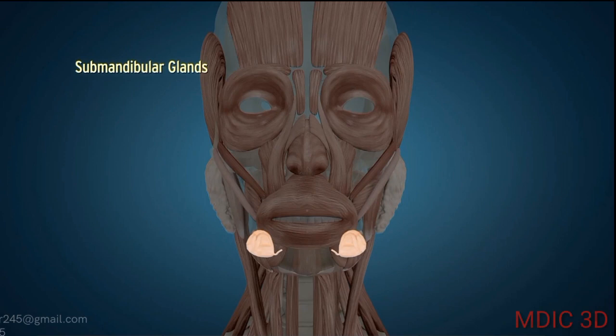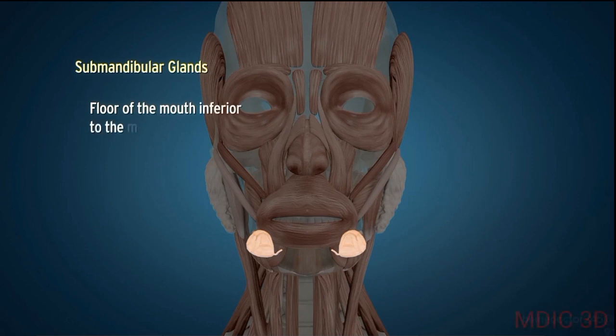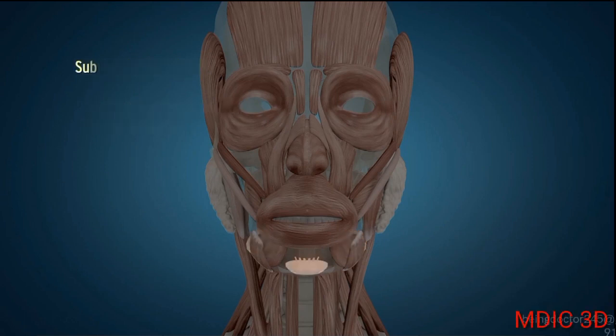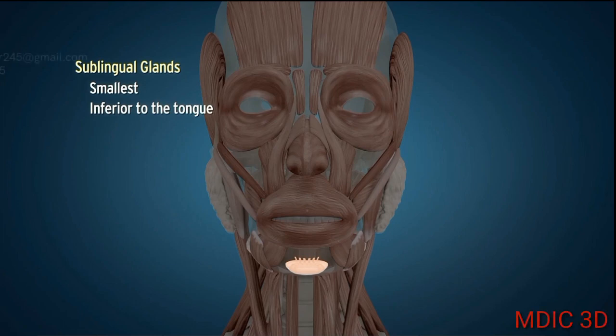Submandibular glands. These are also paired glands and are seen in the floor of the mouth inferior to the mandible. Sublingual glands. These glands are the smallest of all the glands and are seen inferior to the tongue in the form of aggregates of small glands.